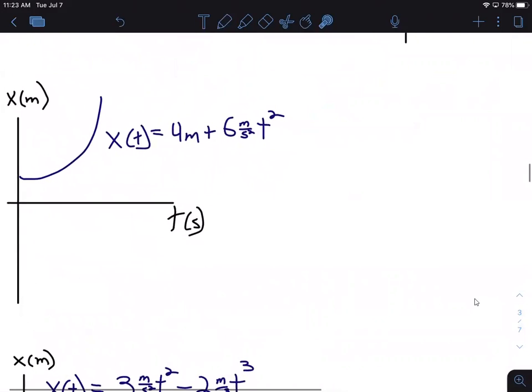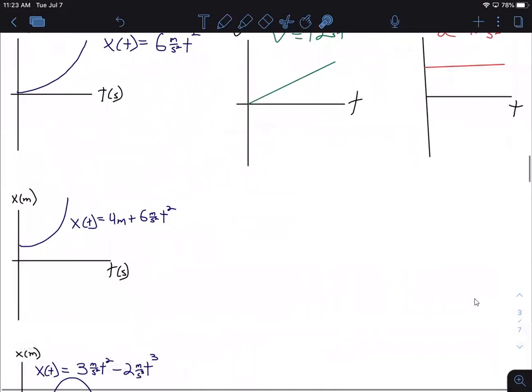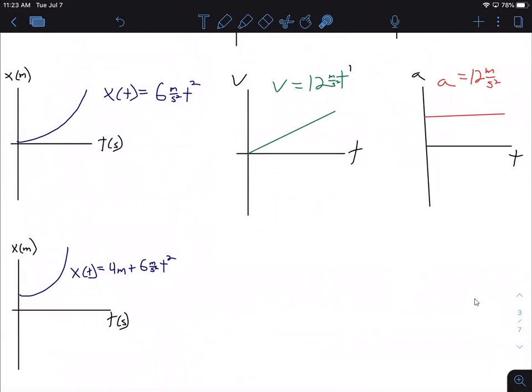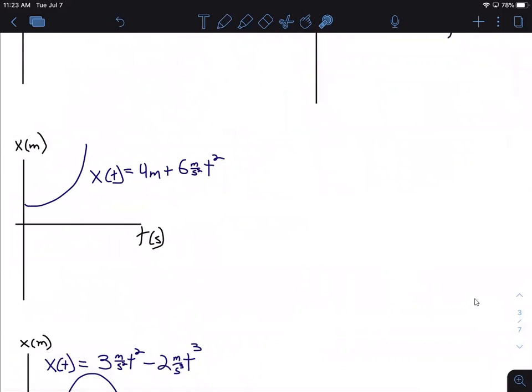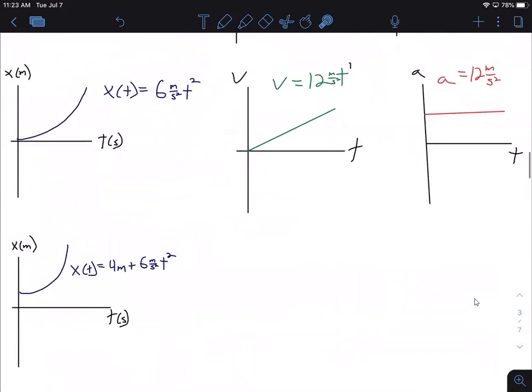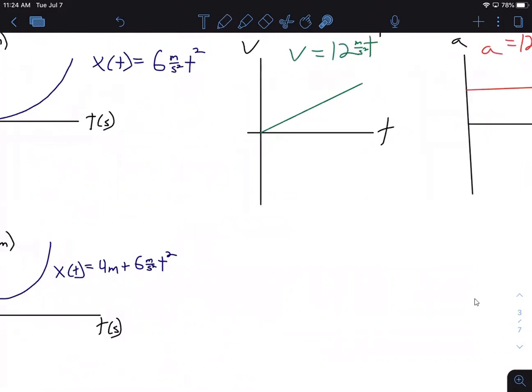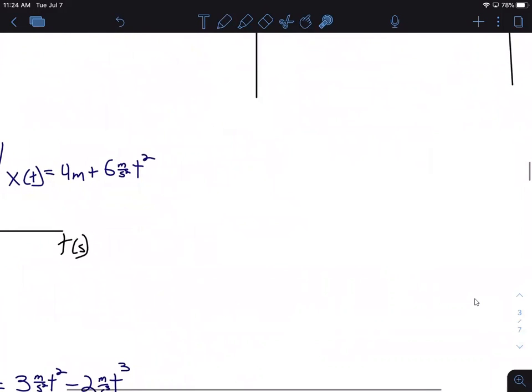All right, this one looks very similar, except we've added this 4 meters to our equation here. So these are identical motions, but maybe starting at a different spot. Or maybe I've just redefined my coordinate axis. So this object no longer starts at the origin, it starts somewhere in the positive direction from the origin, but moves the exact same way.